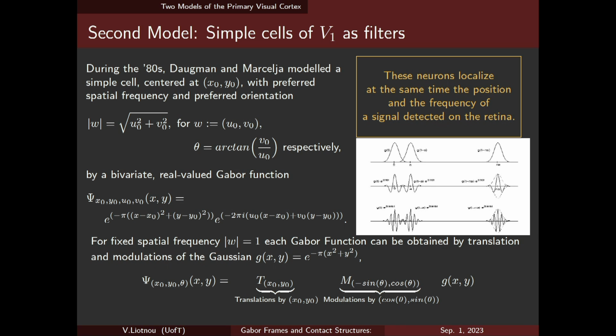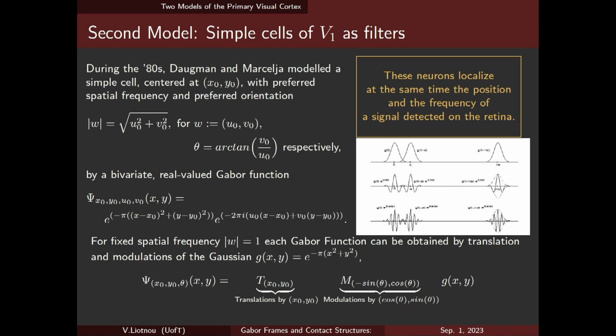The second model has to do with the function of the simple cells of the visual cortex as filters. First, during the 80s, Daugman and Marcelja used some specific kind of functions called Gabor functions to model the action of a simple cell that is centered on a specific point on the retina, x naught, y naught, and has a preferred spatial frequency omega and preferred rotation theta. They based their results on the fact that the neurons minimize some uncertainty principles, so they localize at the same time the position and the frequency of the signal detected on the retina.